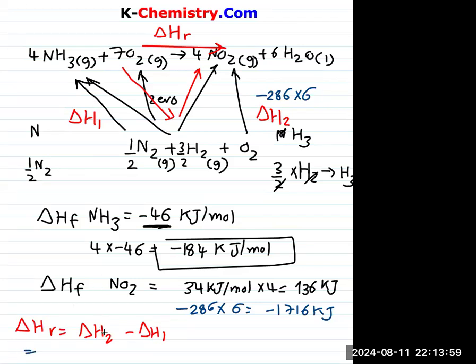So basically you are saying the delta H2, which is minus 286 multiplied by 6, which is minus 1716. And then when you make minus 1716 and add it to the NO2, we said that it is 136, so plus 136. And all this will be subtracted from delta H1, which we said is 4 multiplied by NH3. We got it is equal to minus 184. So negative 184 becomes positive. You have to be very, very careful with the sign.